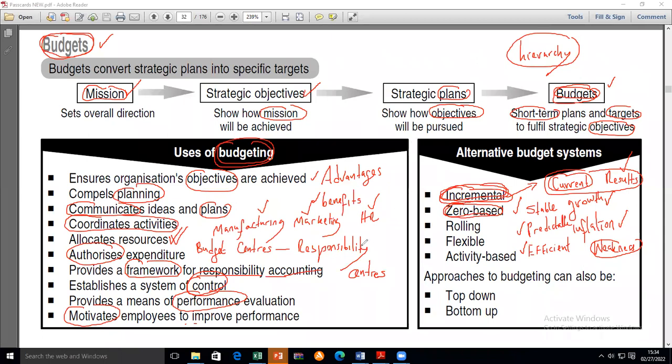As though an activity is being done for the first time. So you start from the zero base. So nothing is approved till every item is justified. So a zero-based budget is good because everything would have been justified. But certainly it will take a lot of time.